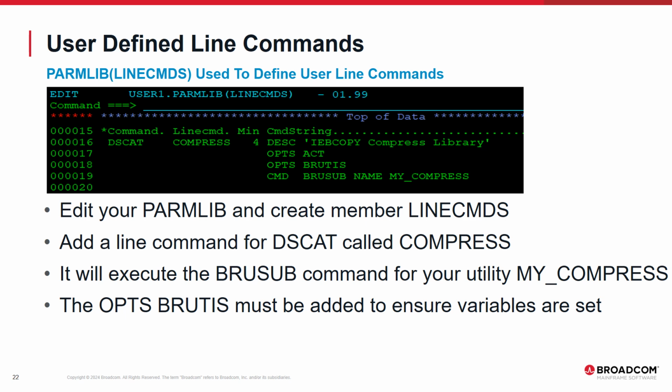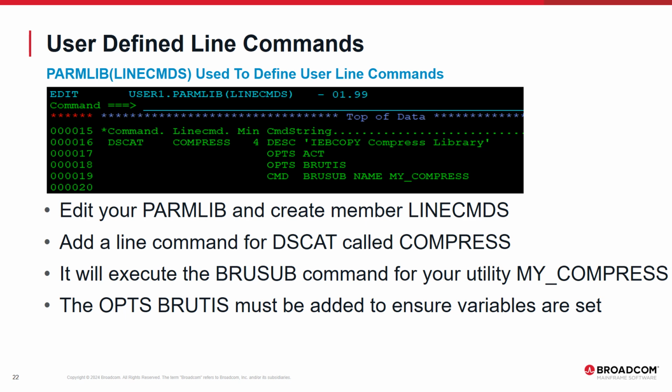In our use case, we want to be able to drive our compress job right from the dscat command without having to go to brew list first. To do this, you need to create member line commands, line-cmds, in your user parm lib and add the definition shown here. The definition indicates that the dscat command will have a new line command called compress. The minimum length that needs to be typed in is 4 characters or COMP.